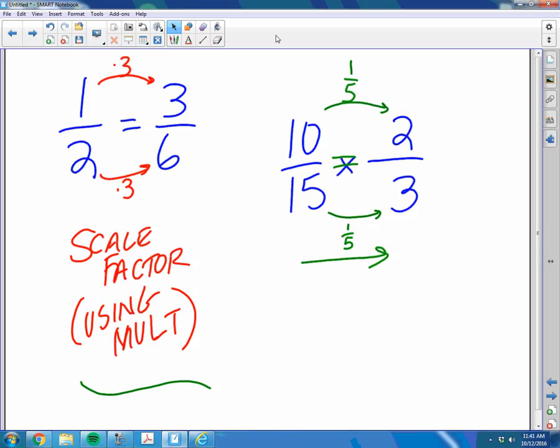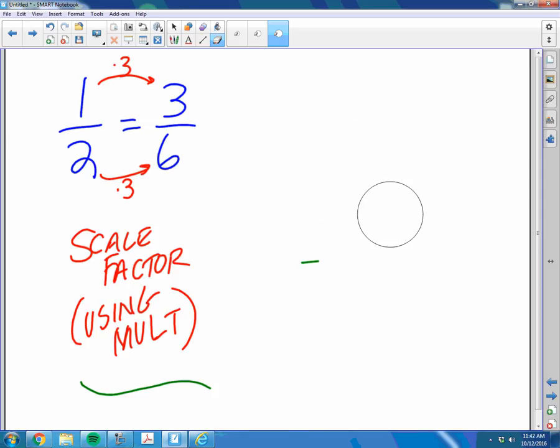Does everyone understand how you would get 1/5? By the way, there is a shortcut to doing that. If you know what you're going to divide by, you just use its reciprocal, the multiplicative inverse. So any questions on this?